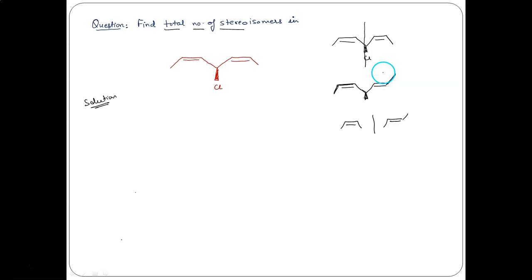Which means when the side geometrical configurations are opposite, one is Z and the second is E, then the central carbon is a chiral carbon. If they are the same, either trans or cis, then the central carbon is not a chiral carbon. So this central carbon will be a pro-chiral carbon as per the definition. So what do we do? This can be assigned Z or E, cis or trans, and this can be Z or E. This star carbon can be assigned R and S.